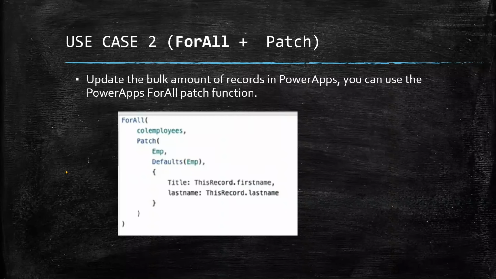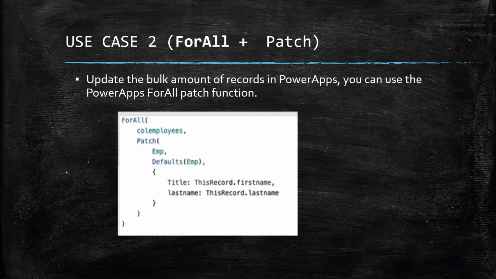Then comma, and in that EMP I have done the mapping. EMP, that is a SharePoint list, has two columns, Title and LastName. In Title I have passed the iterated record's first name, and in LastName I have passed the iterated record's last name. So this will iterate the complete record, and Patch will update those records or insert those records in SharePoint. So this is how we can use ForAll and Patch functions together. This is another use case of using the ForAll function.